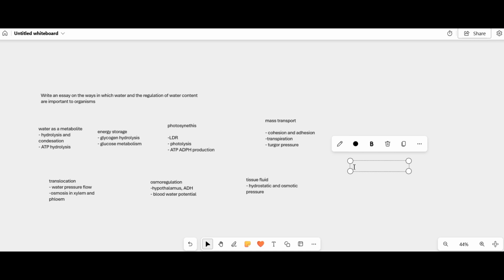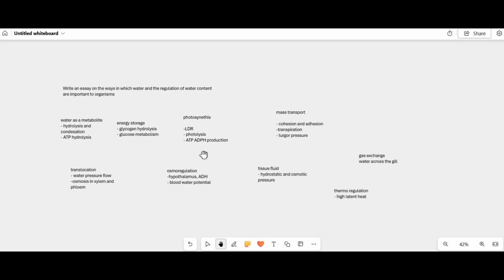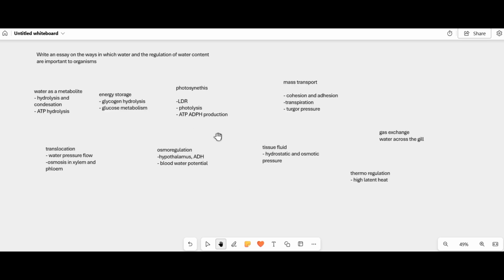is I can talk about gas exchange, yeah. So like water across the gill, yeah. Alright, safe. And then lastly, yeah, I can talk about thermal regulation as well. So like specific heat and high latent heat, yeah, which obviously can help with the cooling effect and that, yeah. So you've got bare different topics here, yeah. You can pick 3 from any of these, yeah, and you can create a long essay, yeah. Alright, calm, safe.